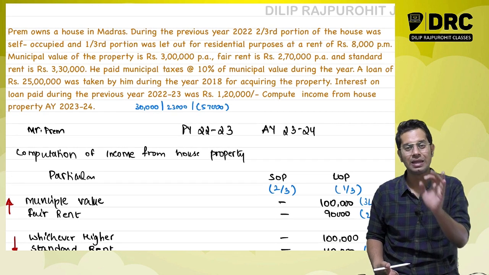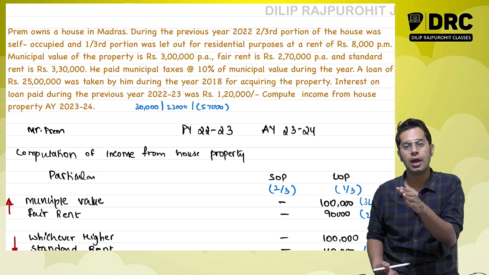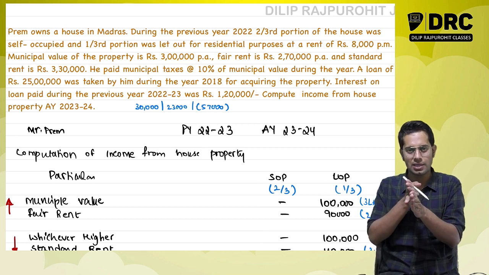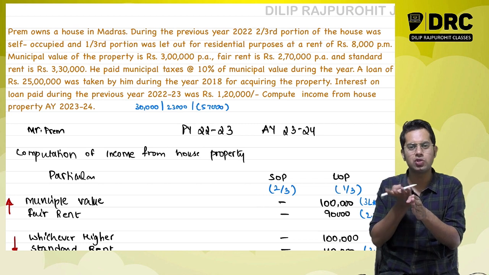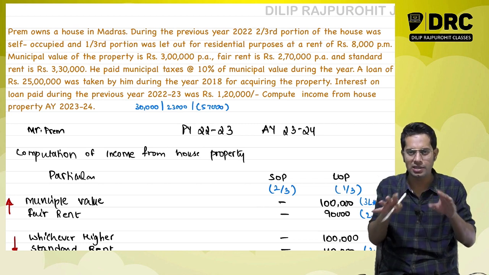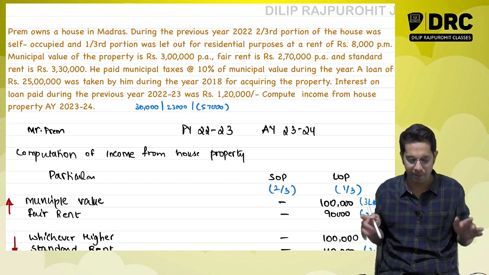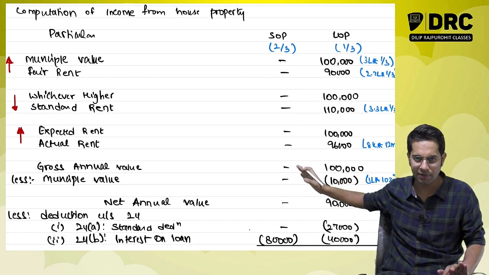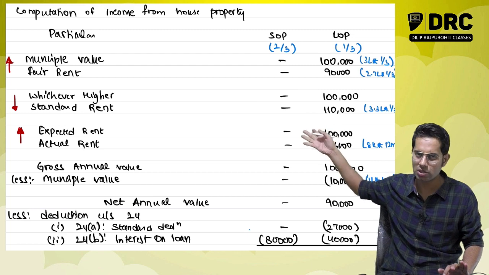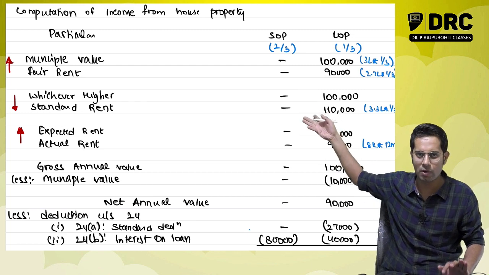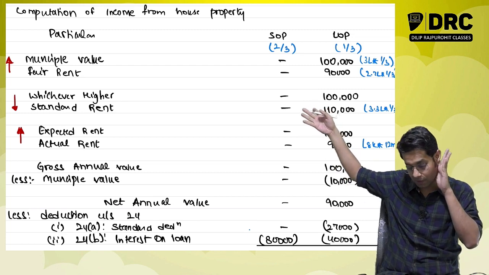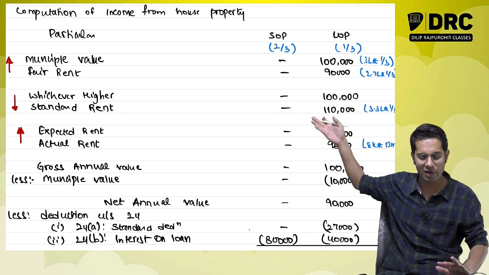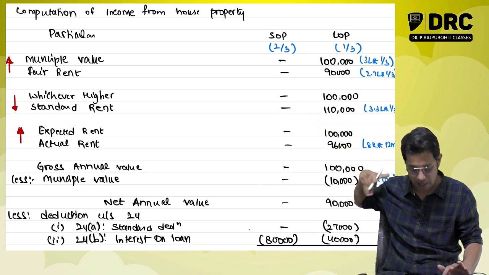Now in this case, this house property is let out area wise. 1/3 is let out, 2/3 is self-occupied. So everything, municipal value, fair rent, etc., is required to be taken in this proportion. Obviously for the self-occupied portion, everything will come 0, because in case of self-occupied house property, you are not required to take any municipal value, fair rent, etc., because it is occupied by yourself.